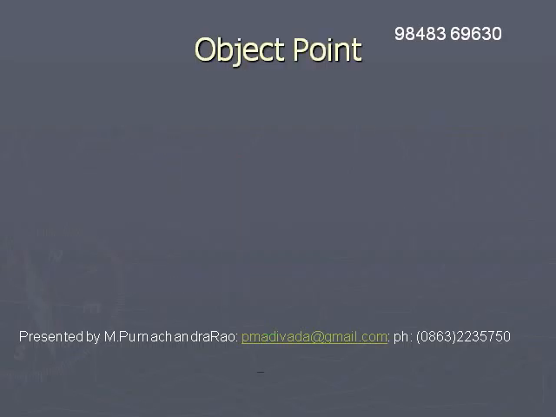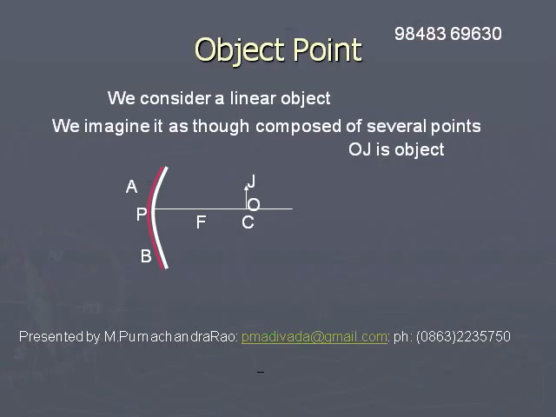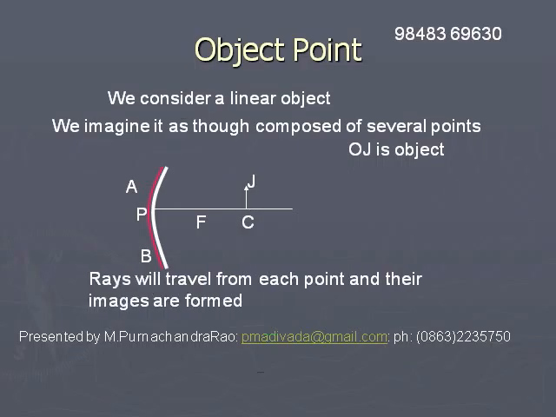We select a linear object. We represent it by a line. On this line, every point acts as a source of light. So we imagine that this line is composed of several points, and each point acts as an object, and from each of these point objects the rays will travel and the image of each point will be formed. Like this, we imagine the formation of the images.